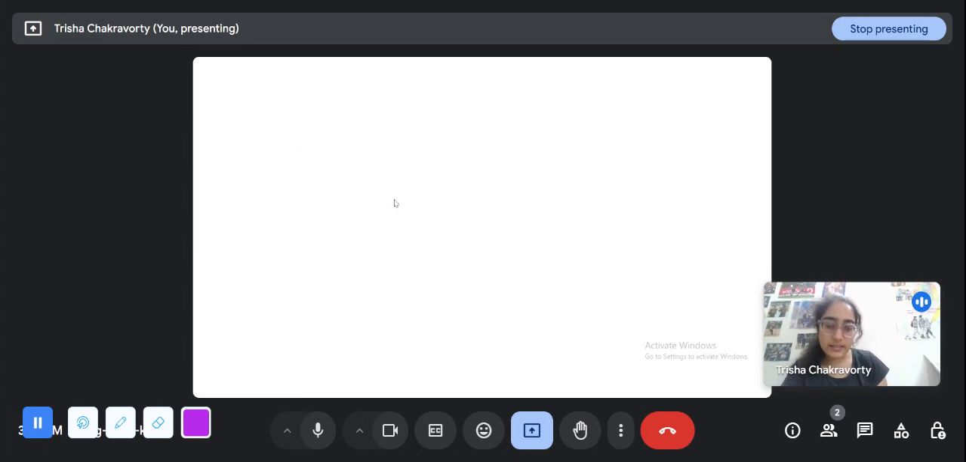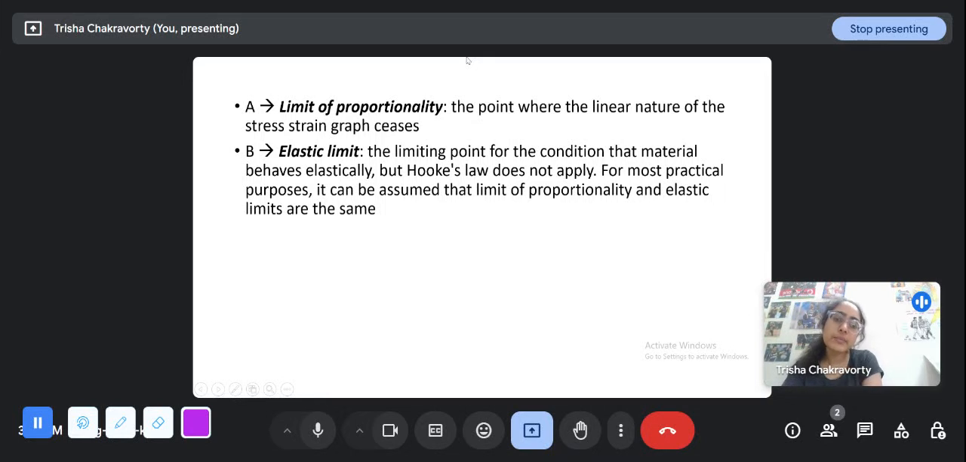Then B is the elastic limit. It is the limiting point for the condition that the material behaves elastically, but Hooke's law does not apply. So A to B is a nonlinear zone, but what elasticity means is that if at any point up to B we remove the stress completely, the strain will also vanish completely, and the specimen will return to its original configuration. So it is still perfectly elastic. For most practical purposes, it can be assumed that the limit of proportionality and the elastic limit are the same.